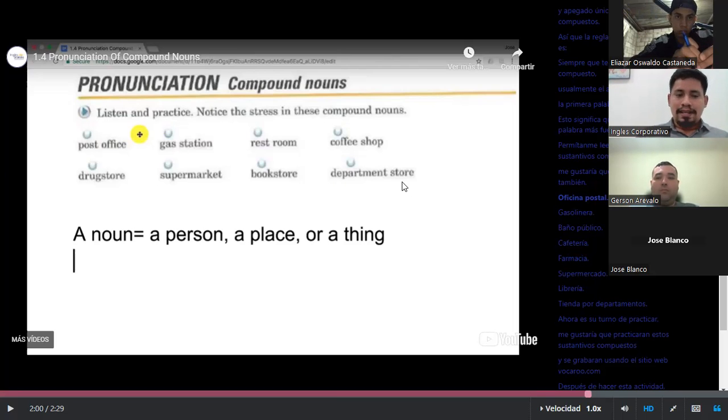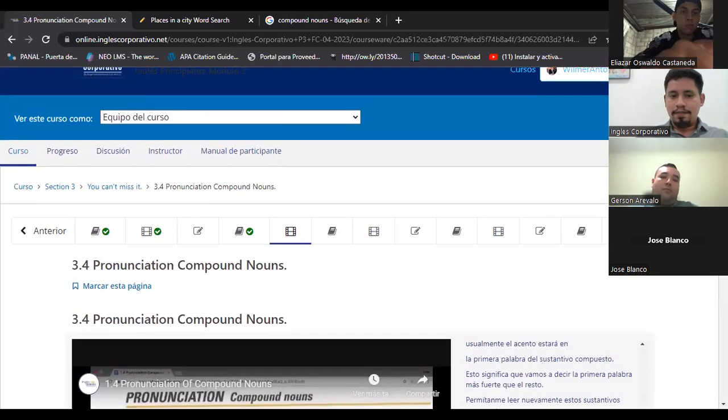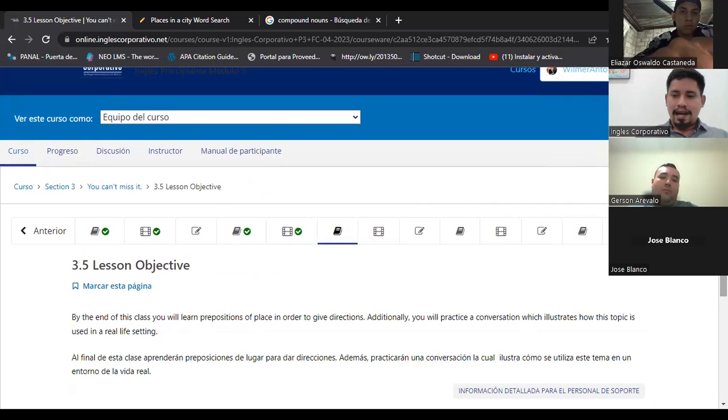Now, something that I have to mention here is that some compound nouns can be either separated or can be together. Okay. So we're going to find a lot of words in this way that are two different words, or just one word. Well, at least two words, but together. That's what I mean. So let's move on to the next lesson objective, because we're going to check more information.